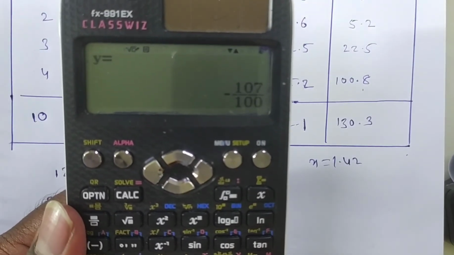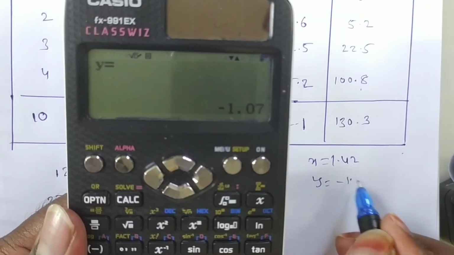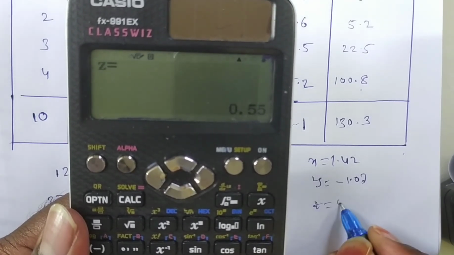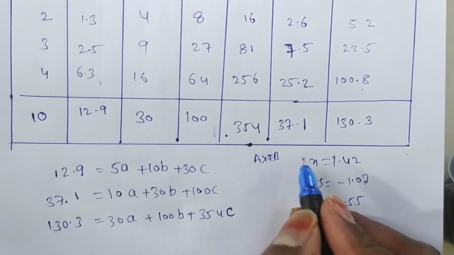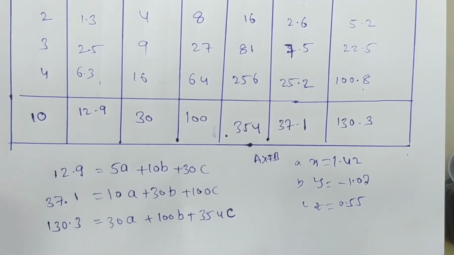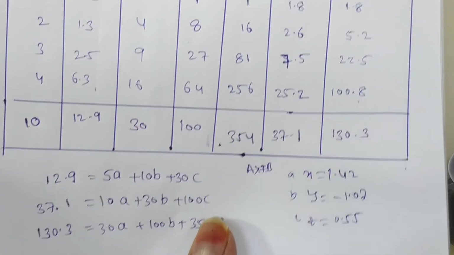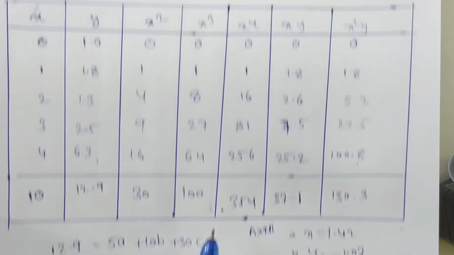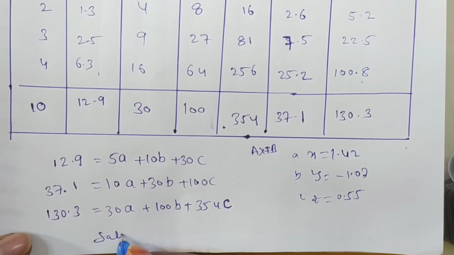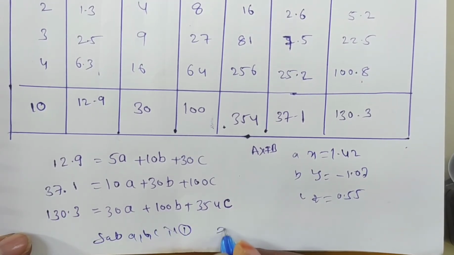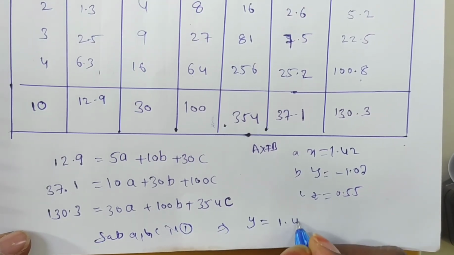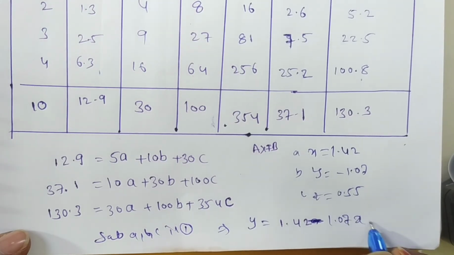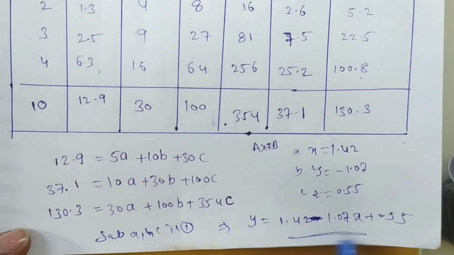Next again press equal to, then it gives the Y value. Y is equal to minus 1.07. Again you press AC, then the equal button, which gives the Z value. Z is equal to 0.55. Now these are the values you consider as A, B, C. So now you substitute these A, B, C values in the parabola. What is the parabola you have? Y is equal to A plus Bx plus Cx square. So the A, B, C values we have to substitute in equation number 1. Substituting A, B, C in equation number 1 implies the required parabola y is equal to 1.42 plus minus 1.07x plus 0.55x square. So this is the required parabola.